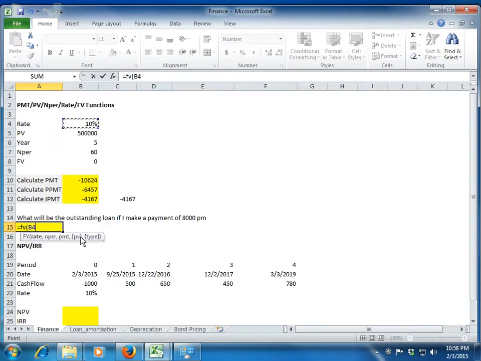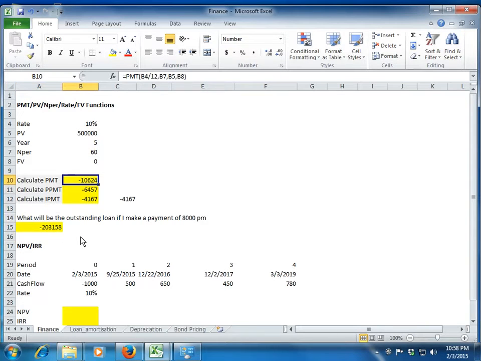Again, it asks me for an interest rate. It asks me for the number of periods. I give it the number of periods. It asks me for a PMT. PMT will be 8,000. I'll have to put a negative amount because it will be a payment from my side. I give it a present value, which is 5 lakh rupees. Type I did not give, and I close the bracket. So it basically says that if, instead of making a monthly installment of 10,624, you make a payment of only 8,000, by the end of 5 years you will still have an outstanding loan of 2,03,158. Right. So this is how we can use the future value function also.